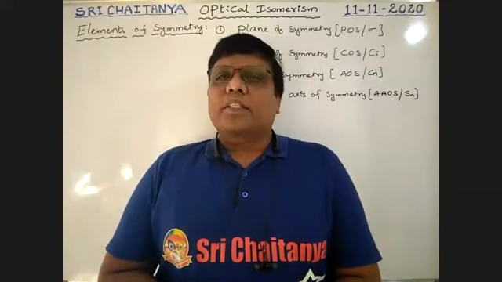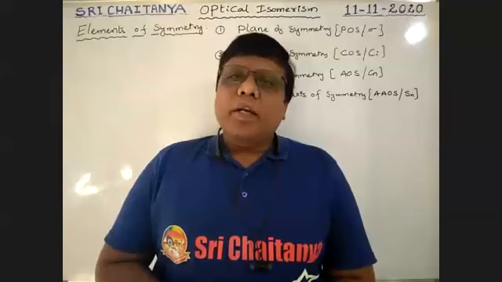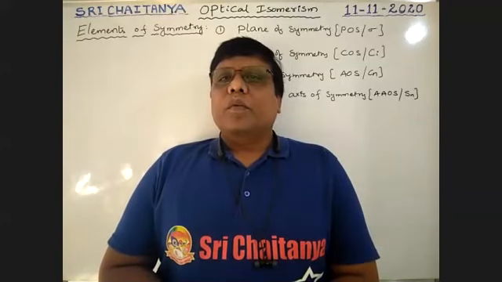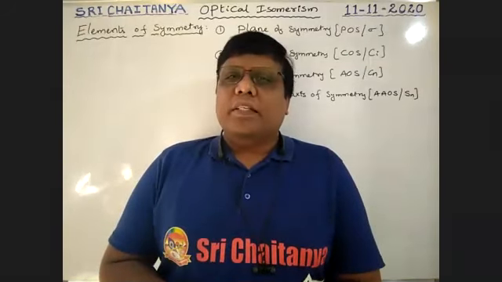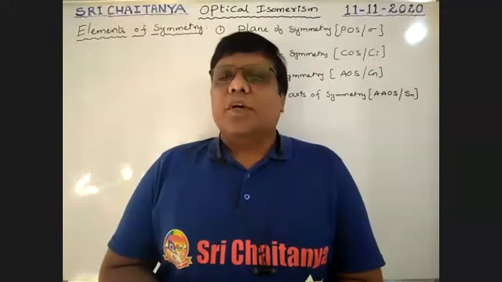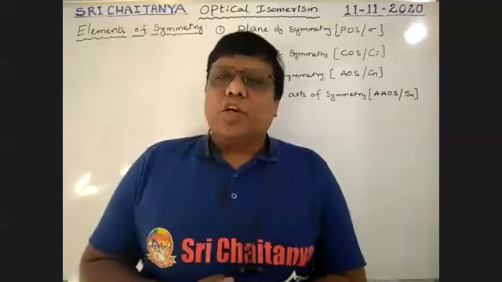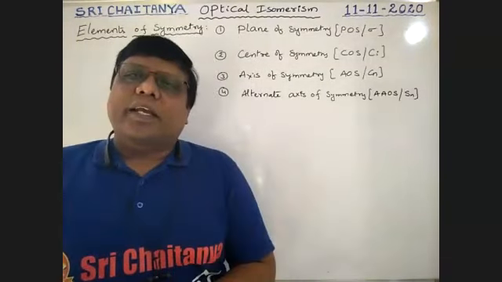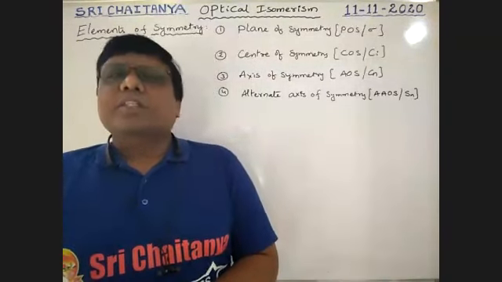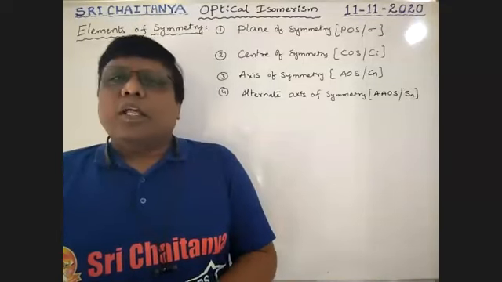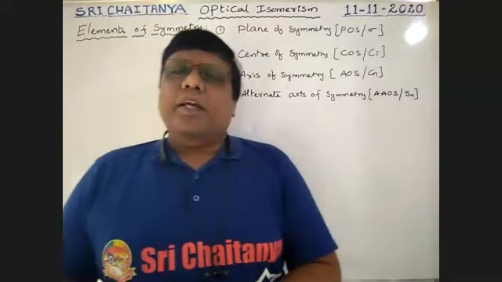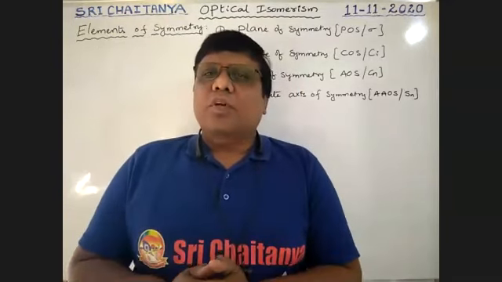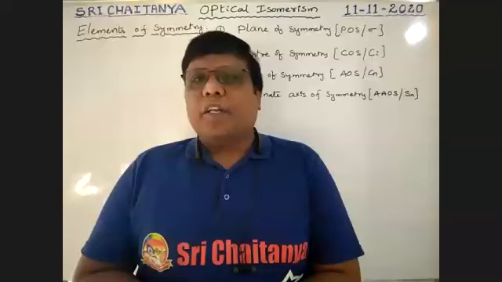Now we are going to discuss elements of symmetry. First of all, we should learn about these elements of symmetry, and after that we will discuss optical isomerism, boys. So today's topic is elements of symmetry. What are these elements of symmetry? There are four types of elements of symmetry.